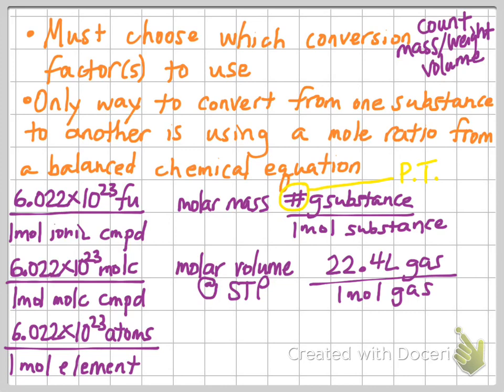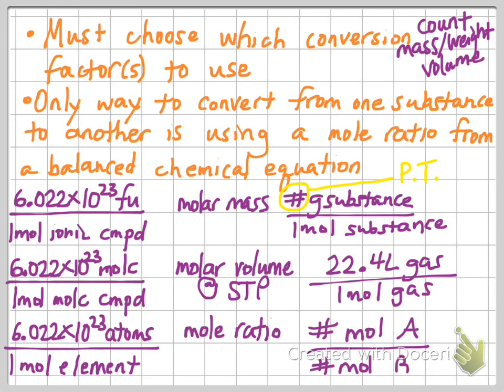The only new conversion factor that you learned in this stoichiometric chapter is the mole ratio. That is some number of moles of A over some number of moles of B. This A, this B, that's important because those are different substances. Remember, this is our only way to change from one substance to another, a mole ratio. These numbers here are our coefficients in our balanced chemical equation.